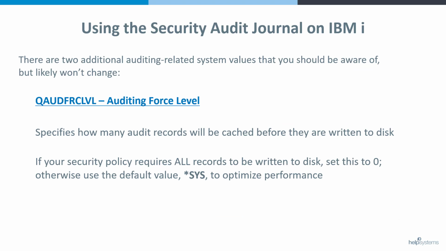I want to point out that there are two additional audit-related system values on your machine that you should be aware of. However, you likely won't change or override these attributes. The force level system value indicates how many audit records will be cached before they are flushed out to the disk. There's a good chance, if you're dealing with a regulatory mandate, that dictates that all records must be written to disk. If that's the case, you have the option of setting that to 0. Otherwise, the default value of *sys allows the operating system to decide when to flush that data out to the disk for performance optimization.